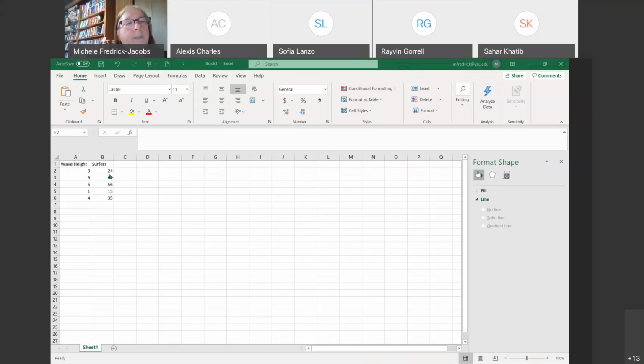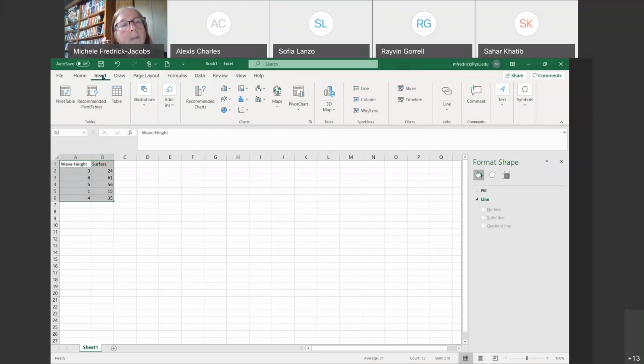Okay, so once you type them, you can highlight them. And then just like the other graphs, we go to insert. So highlight and then insert and then over to scatter plot.